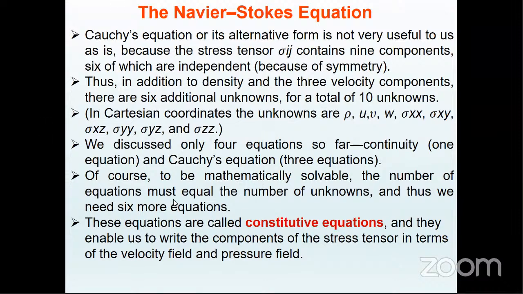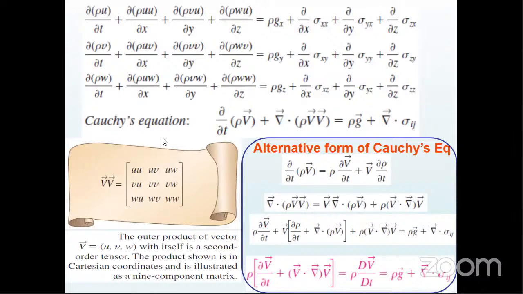And thus, we need six more equations here. So far we have solved four equations, one for continuity and three for the Cauchy's equations. But because of these six variable quantities, we need another six equations. These equations are called the constitutive equations, and they enable us to write the components of the stress tensor, sigma xx, sigma xy, sigma xz, sigma yy, sigma yz, and sigma zz, in terms of the velocity field and the pressure field. We'll see how we can do that.